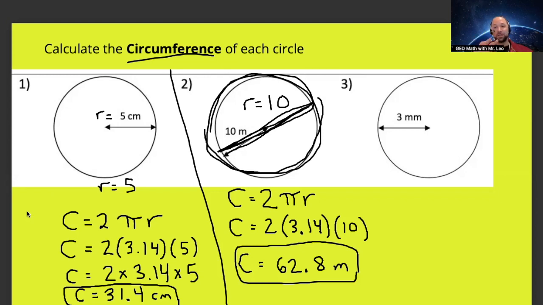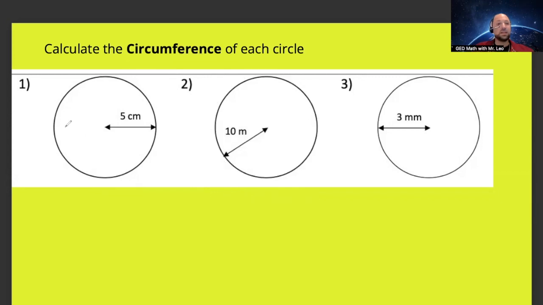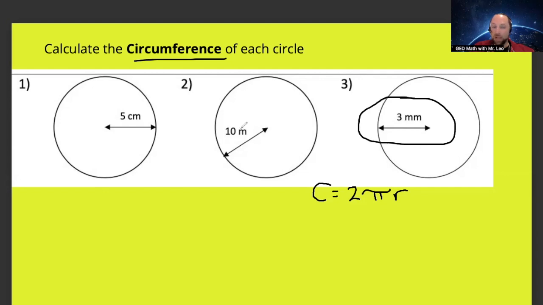Nice. I'm going to clear my screen and we're going to do number 3. Here's number 3. All right, the first thing we want to do, we're still finding circumference. Rewrite that formula. C equals 2 pi r. Over here on the side, I'm going to take a note. They have given us the radius. The radius is 3 millimeters. R equals 3. So now let's plug in what we know.